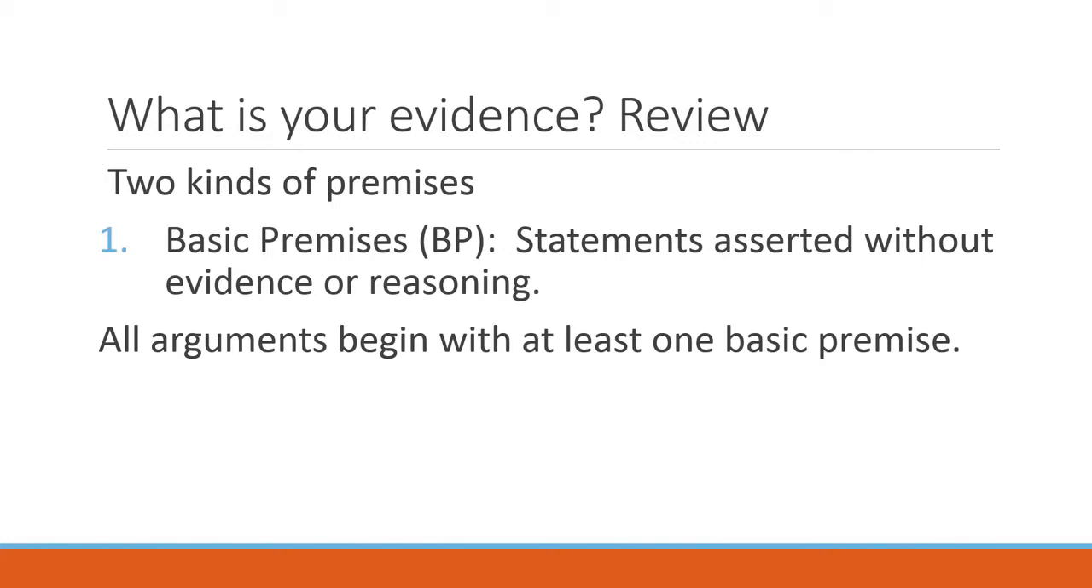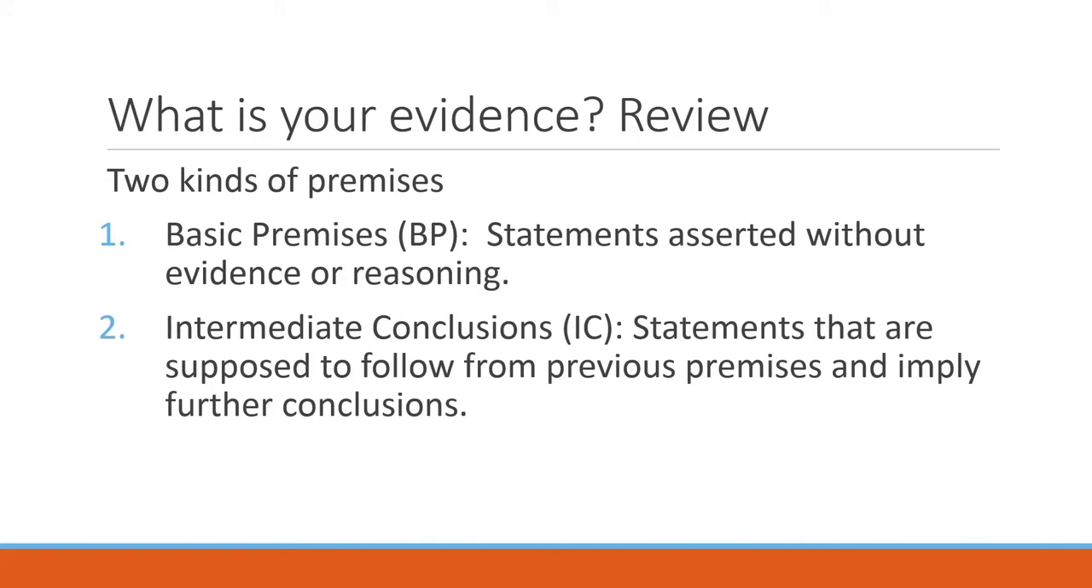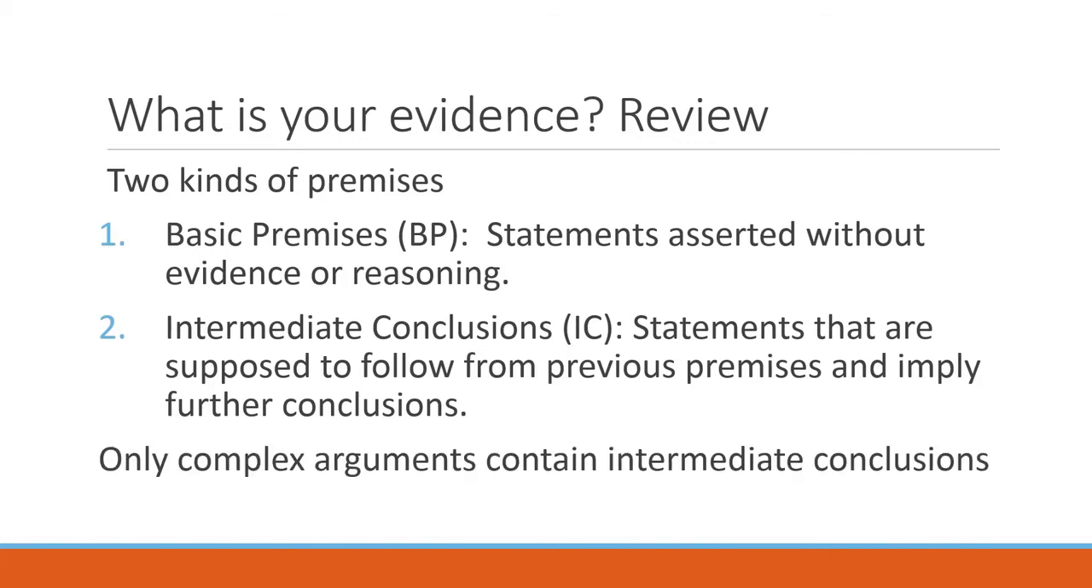The second kind of premise is an intermediate conclusion. Intermediate conclusions are also statements offered in support of the final conclusion, but intermediate conclusions are meant to follow from the previous premises. So intermediate conclusions are premises, but they are statements that are supposed to follow from previous premises and imply further conclusions. So they're sort of middle steps in the argument. Keep in mind that only complex arguments contain intermediate conclusions. Simple arguments move directly from basic premises to the final conclusion. But most of the arguments that you'll read in philosophy, and really most of the arguments that you'll encounter in your life, are probably going to be complex arguments, meaning they have more than one inference, they have intermediate conclusions.